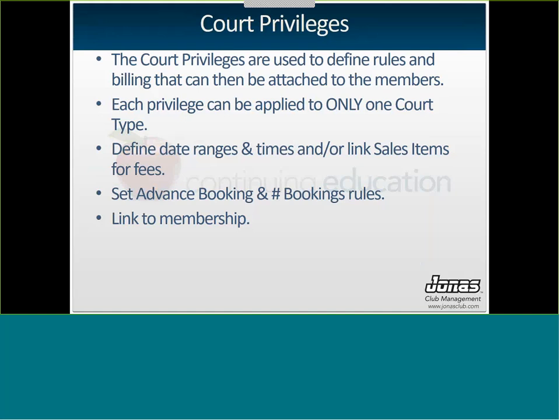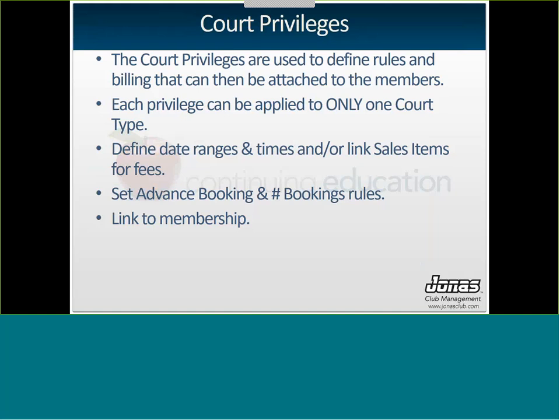So once you have your booking type set up, you'll want to go to court privileges. The court privileges are used to define the rules and billing that can be attached to the members. So you can attach a privilege to just one court type, and this is where you would define the date ranges and times and link sales items for fees. What that means is you tell Jonas exactly when and how much it'll cost for members to be able to book. You can also set advance booking and number of booking rules.